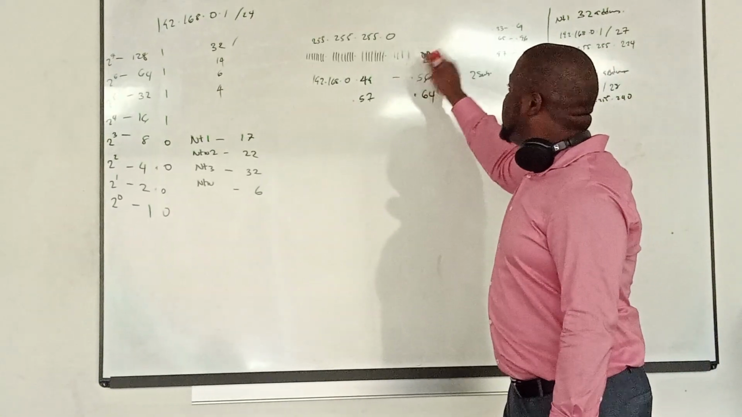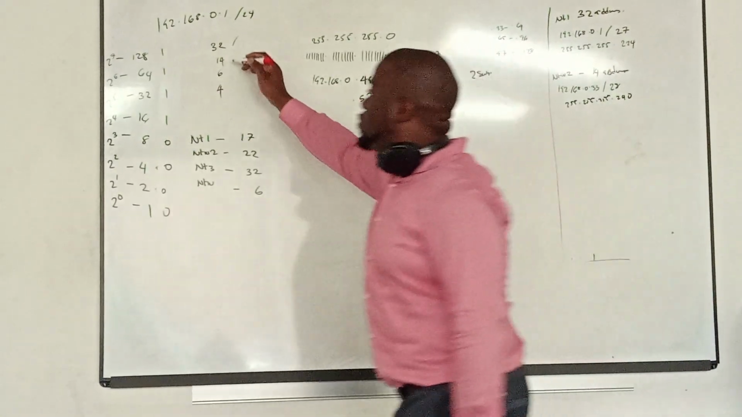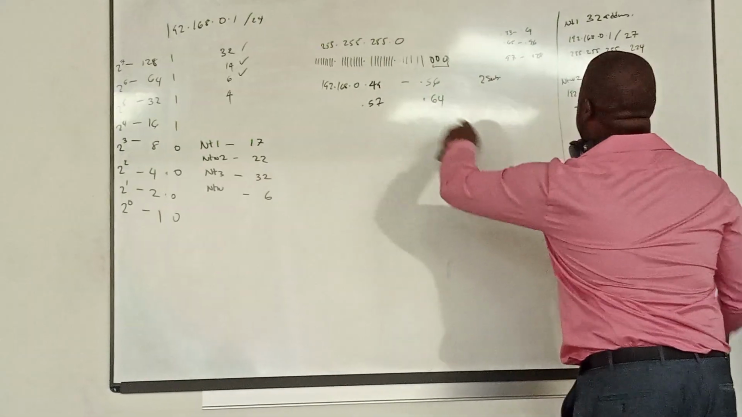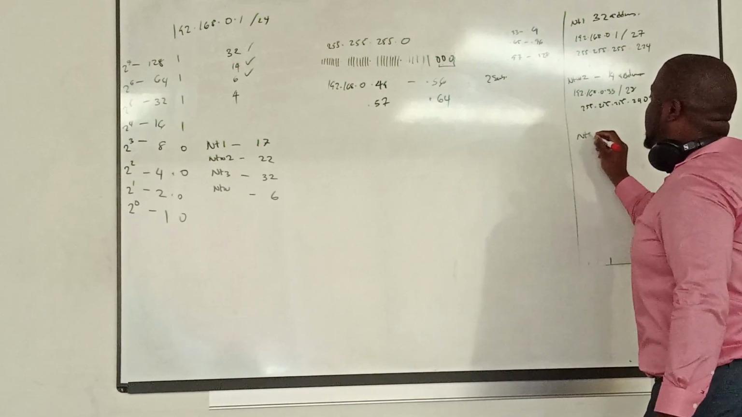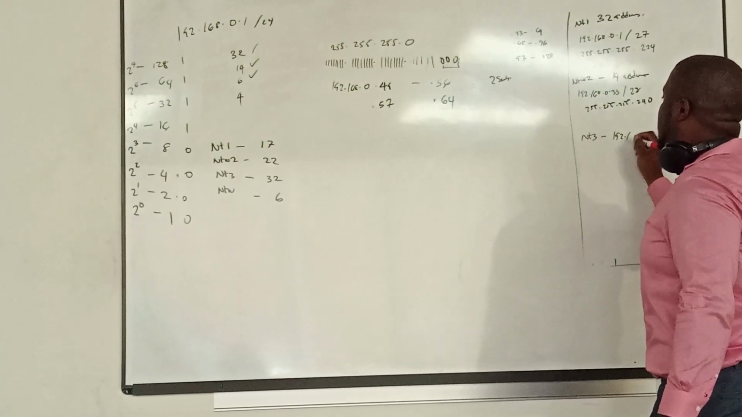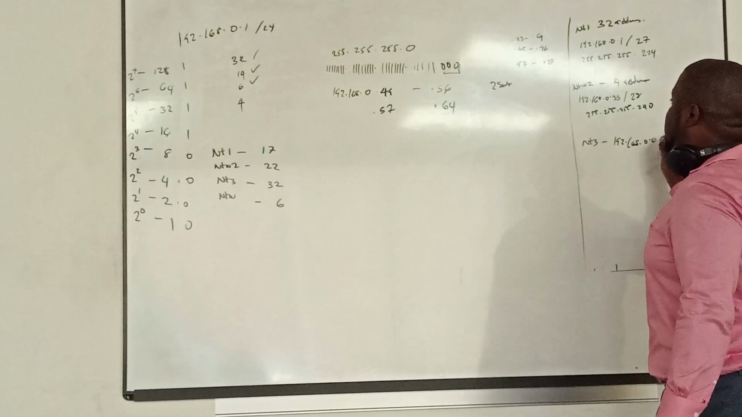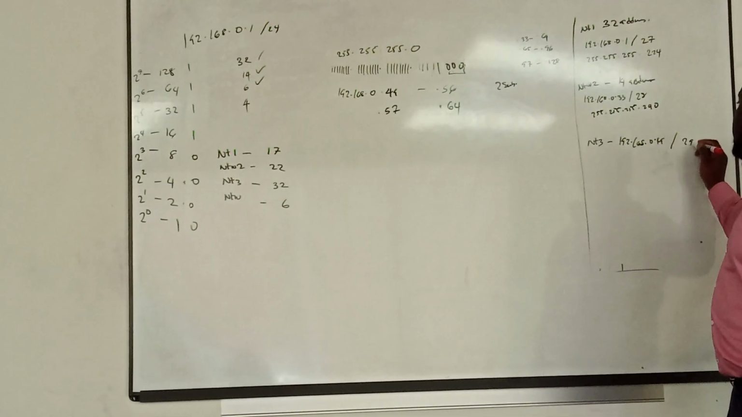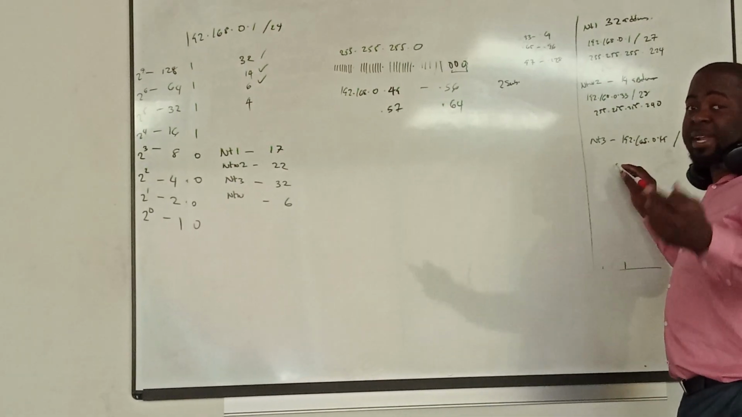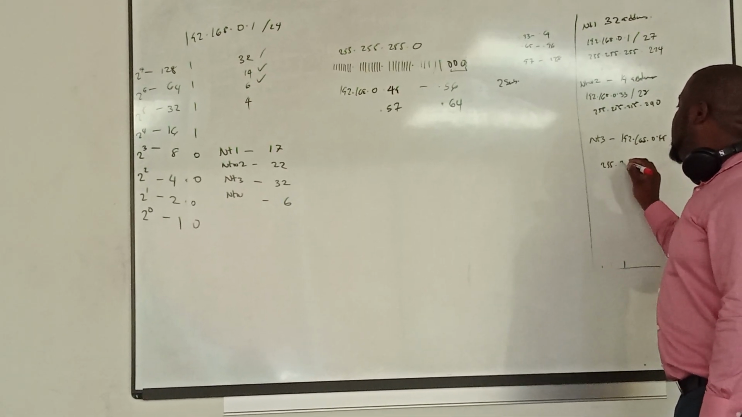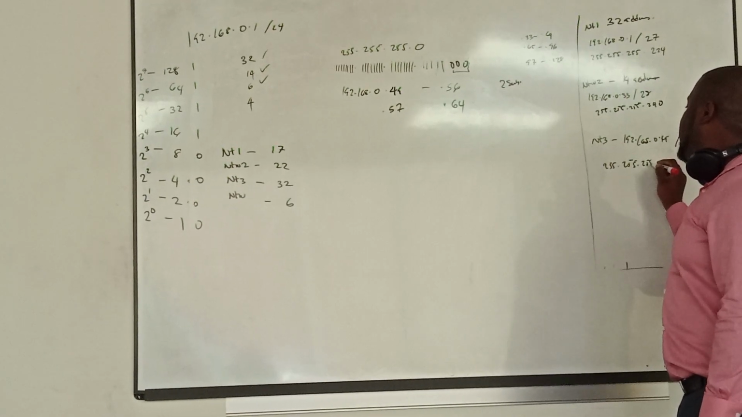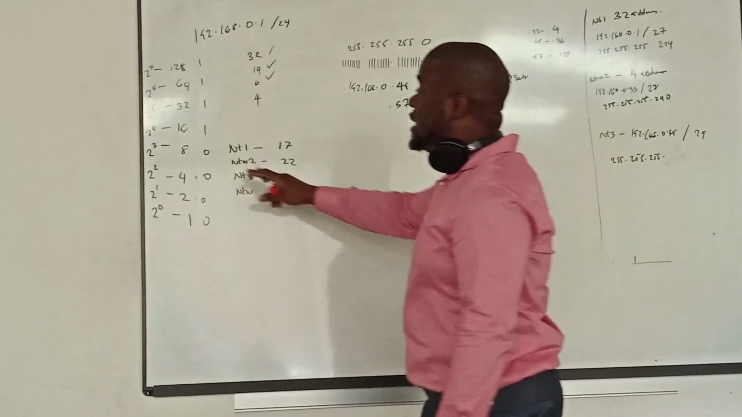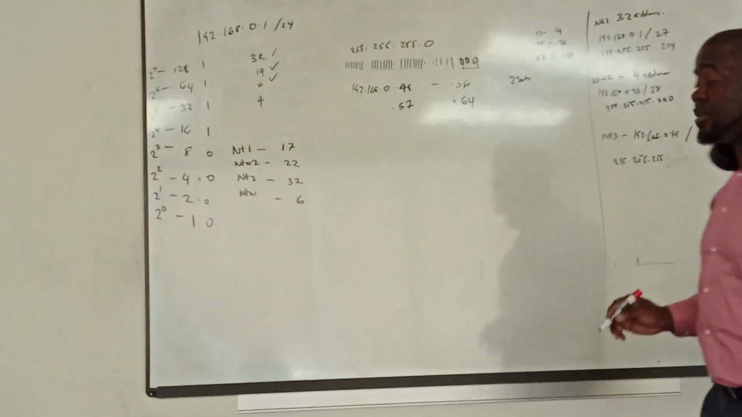So what does that mean? That means that for this network, we can take one of them. So network 3 is what? 192.168.0.49 forward slash what? 29. Then our subnet mask is what? 255.255.255, and 240 plus 8, which is 248.